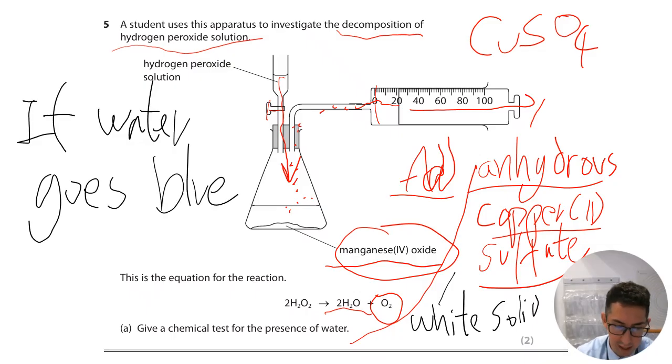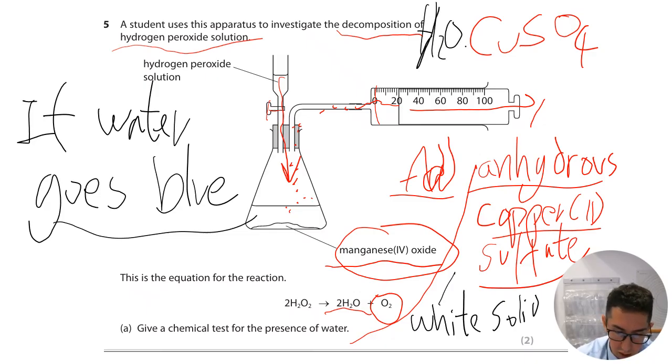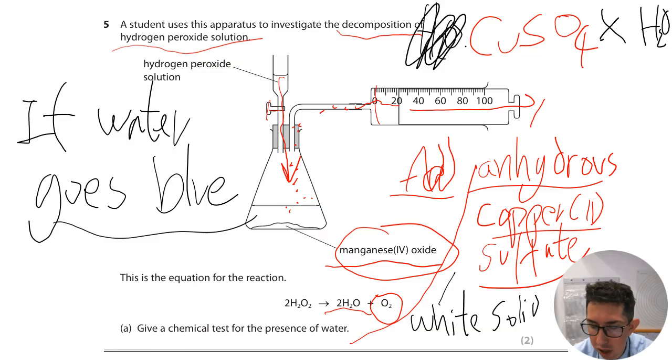What's being created is that the blue chemical is basically hydrated copper 2 sulfate, which you write with dot x H2O. So some water molecules are going to be added into the crystal structure, turning it blue. But you don't need to write that. Simply saying the name of the chemical and that it goes from white to blue solid is good enough.